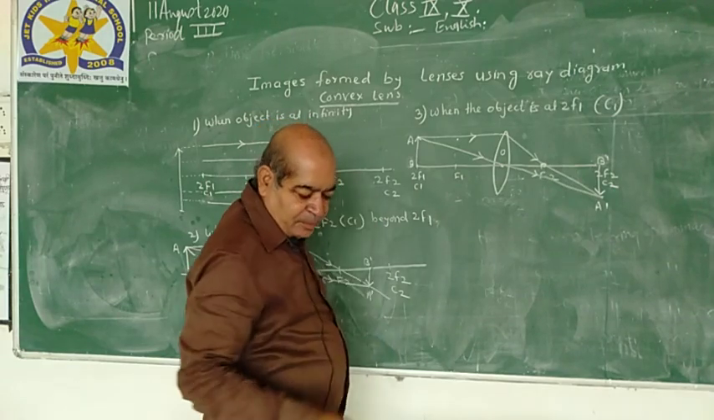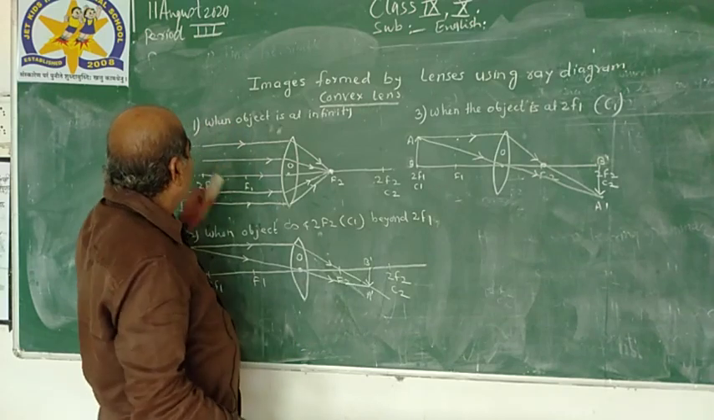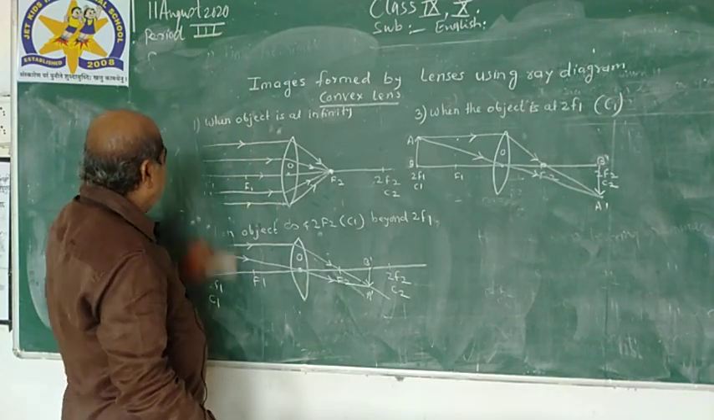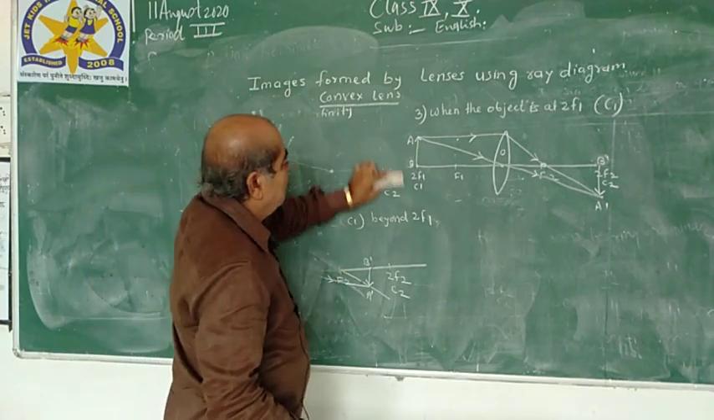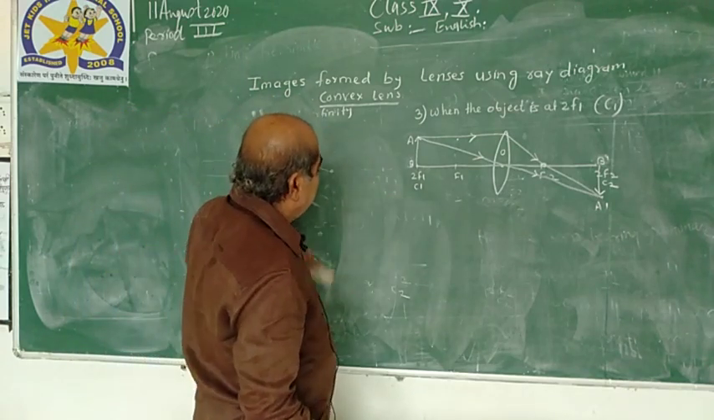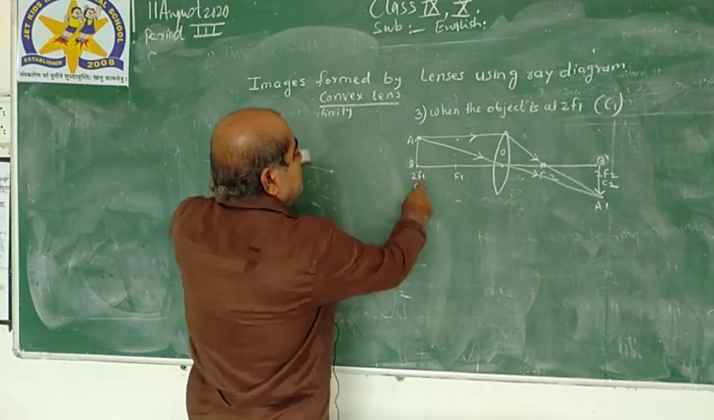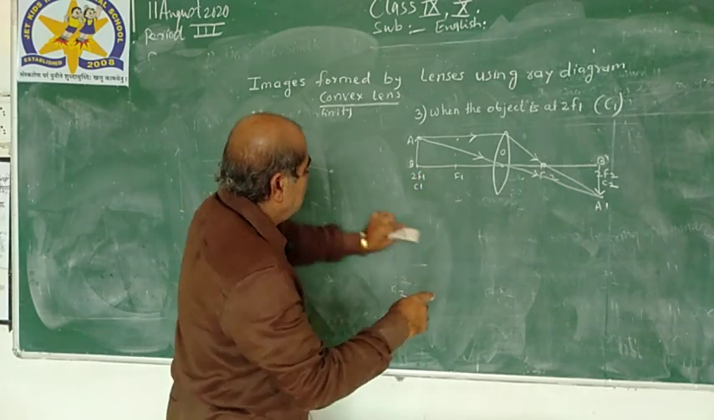Now the fourth position of the object is when the object is between twice F1 and F1.